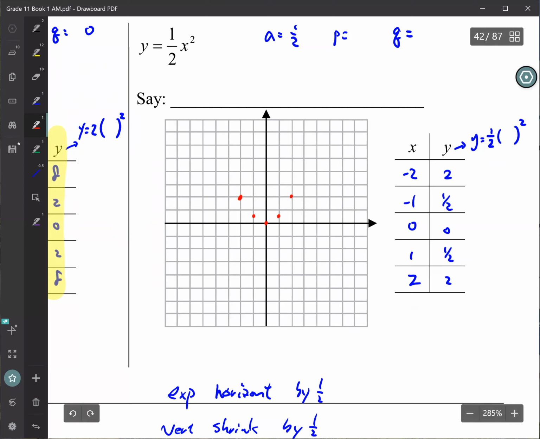Okay, if I want to try 3, right? Because the points are really low here. So if I add one more point, just to see what will happen. 3 squared is 9. 9 cut in half will be 4.5. Let me plot one more, so our graph is more accurate. 3 will be 4.5. The other side is the same, right? Symmetrical. Okay, so now the graph looks like this.